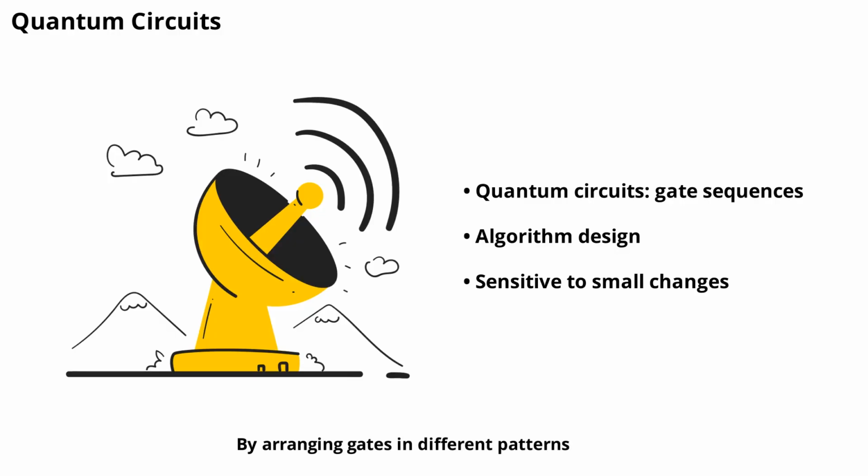Quantum circuits are sequences of quantum gates applied to qubits. By arranging gates in different patterns, we can create algorithms that solve specific problems. Designing quantum circuits requires a deep understanding of both quantum mechanics and computer science, as even small changes can have big effects on the outcome.